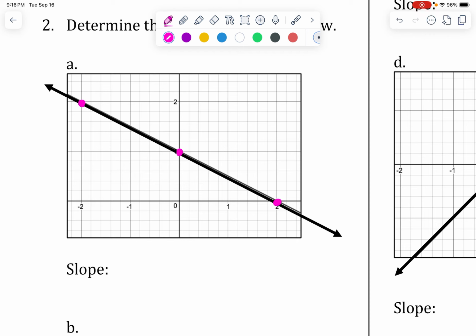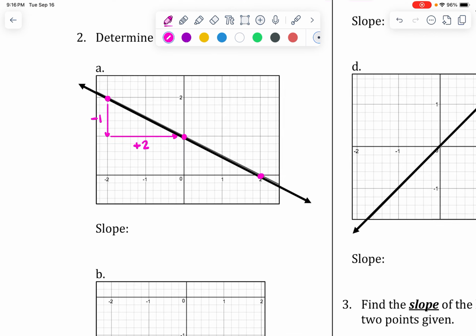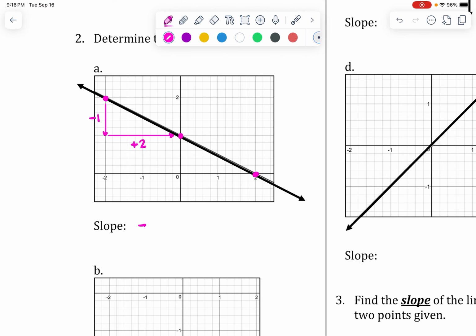Now be really careful when you're reading the graph, right? Because this is a very zoomed in graph, right? Because when I go from here to here, I know it looks like I'm going down like 5, but I'm not, because I started at 2 and I'm ending up at 1, right? So I'm really just going down 1, which is negative 1. And then I'm going from negative 2 to 0. So I know I'm passing all these tick marks, right? But those are just 0.2s, right? So I'm going right 2, which is a positive movement, right? So that means our slope is negative 1 over 2, right?